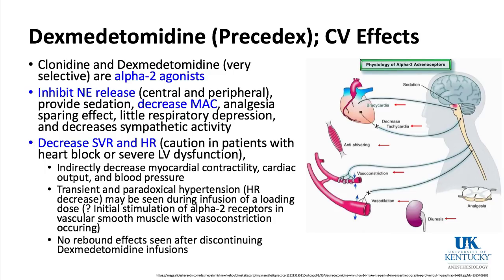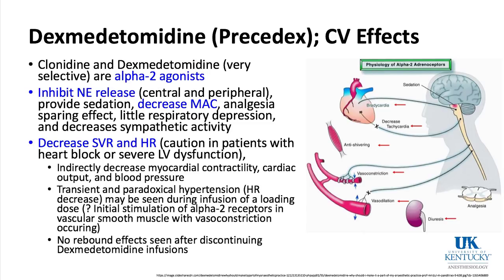Both clonidine and dexmedetomidine are alpha-2 agonists, not antagonists, but agonists, and dexmedetomidine is very selective at that alpha-2 receptor. Alpha-2 receptors presynaptically, when agonism occurs at them, norepinephrine release is inhibited. So less norepinephrine release centrally and peripherally. So centrally, you're going to get sedation, a decrease in MAC, and analgesia-sparing effect, has little respiratory depression, but it does decrease sympathetic activity and can cause bradycardia and hypotension.